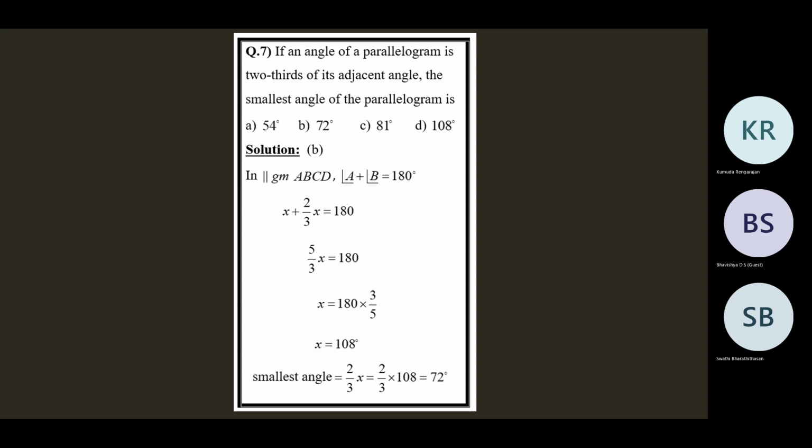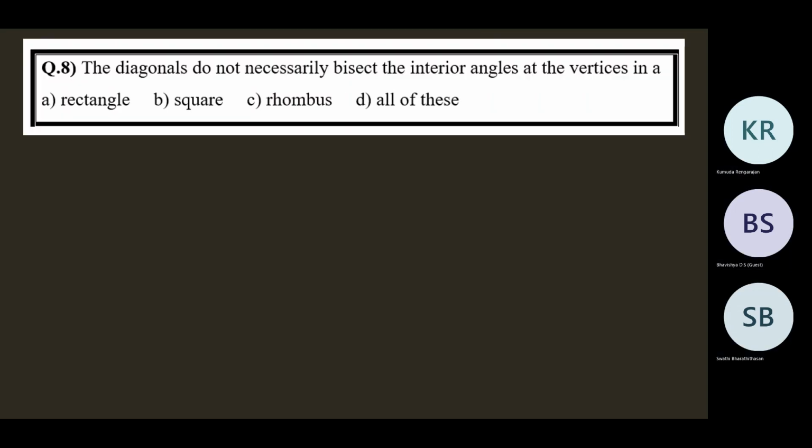All right, children? Yes, ma'am. Okay. The diagonals do not necessarily bisect the interior angles at the vertices in a? Rectangle, ma'am. Correct. Rectangle is the correct answer. The diagonals need not necessarily bisect the interior angles at the vertices in a rectangle. What about a parallelogram?